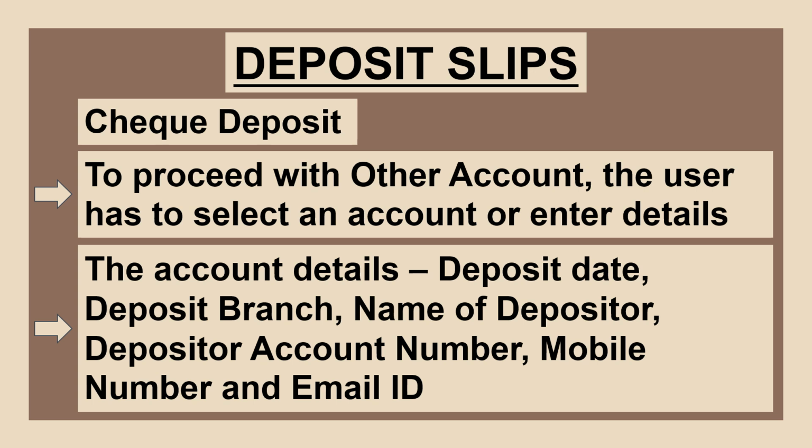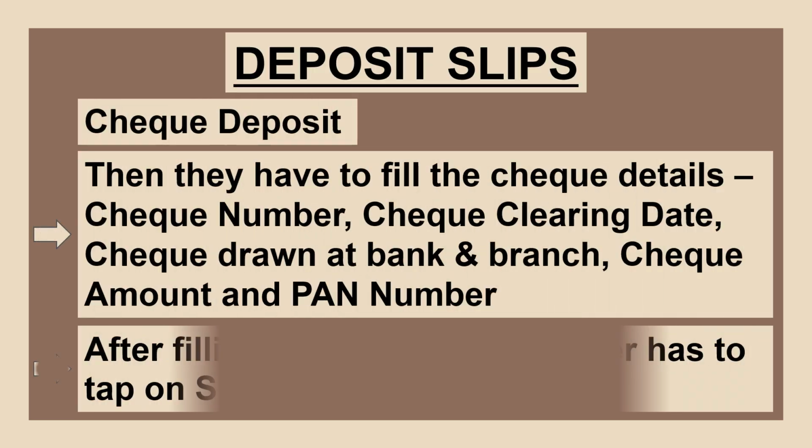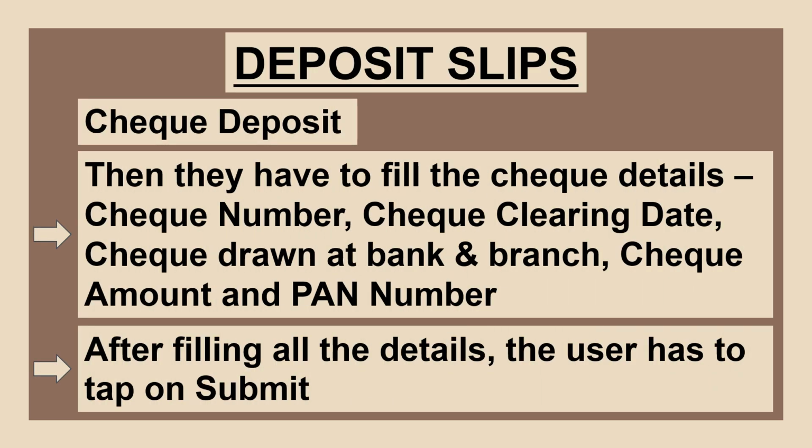To proceed with other account, the user has to select an account or enter details. Account details, deposit date, deposit branch, name of depositor, depositor account number, mobile number and email ID. Then they have to fill the check details: check number, check clearing date, check drawn at bank and branch, check amount and PAN number. After filling all the details, the user has to tap on submit.